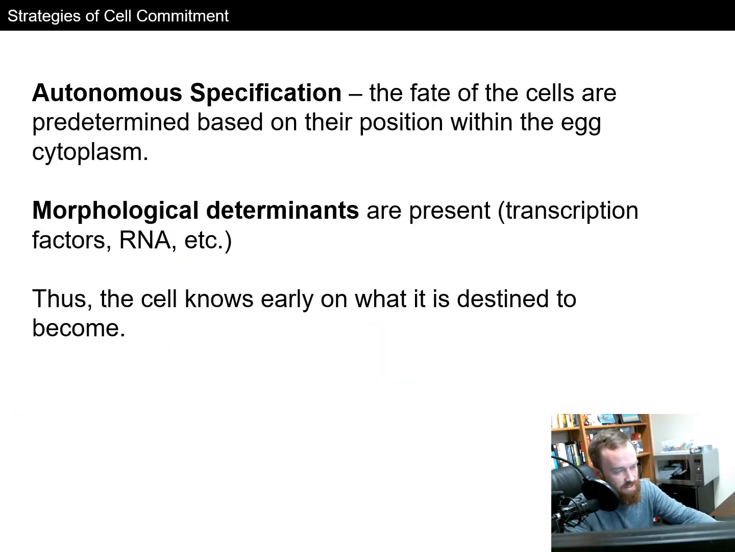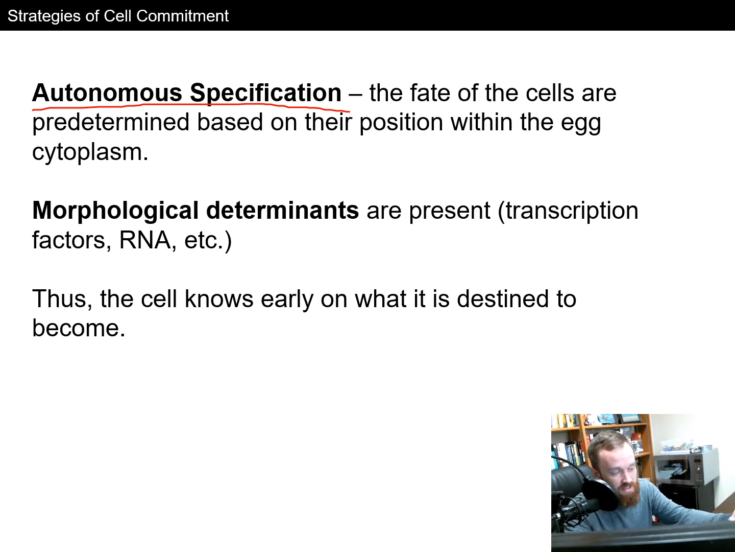So how do these cells know what type of specification they need to pursue? They start to figure out, okay, I need to become a nerve cell eventually, or I need to become a bone cell eventually. We're going to really get into the weeds about how this happens, but the first thing we're going to start off with is autonomous specification. The fate of the cells is predetermined based on their position within the egg cytoplasm. The position they are in while developing gives information to the cells as to what they should become.